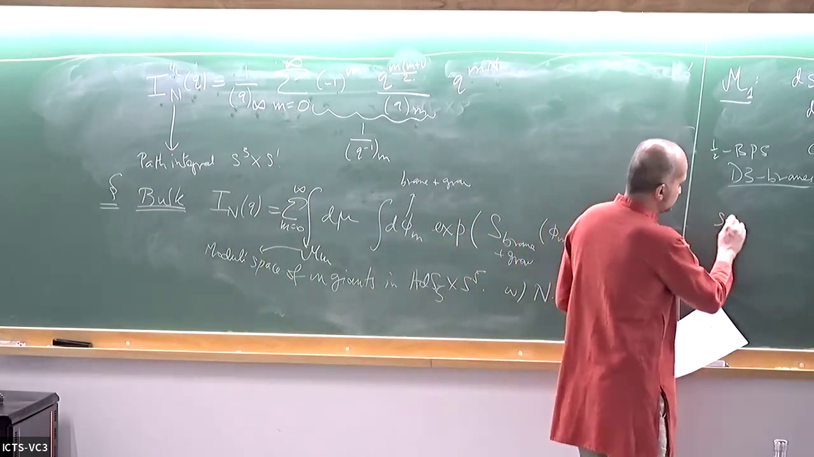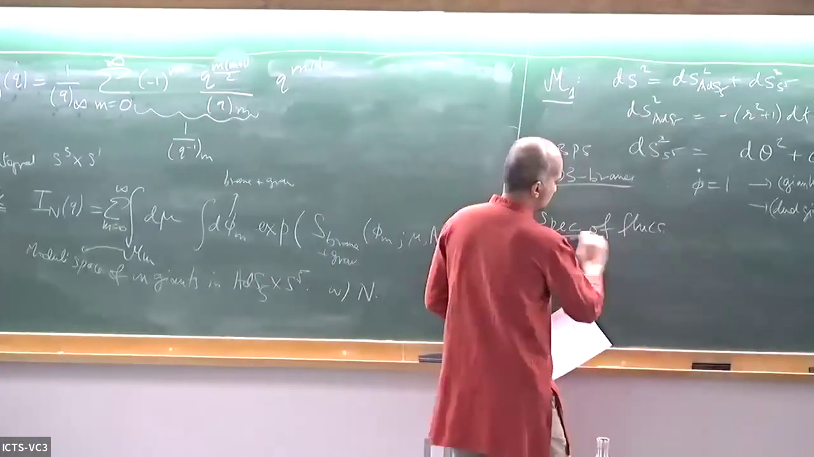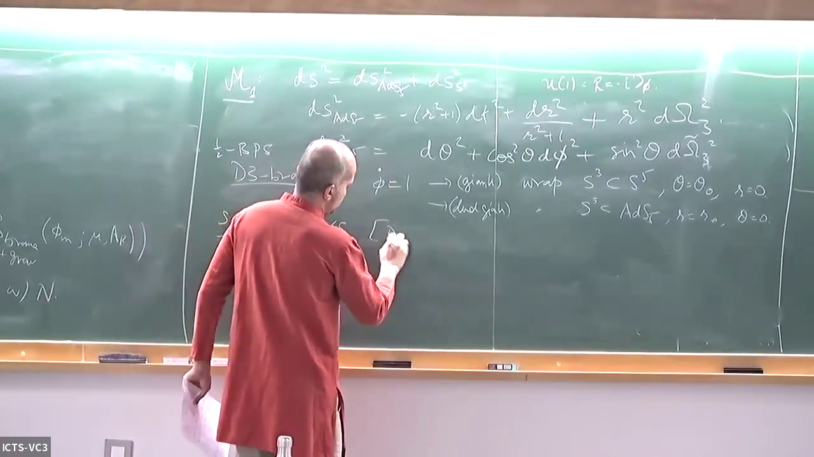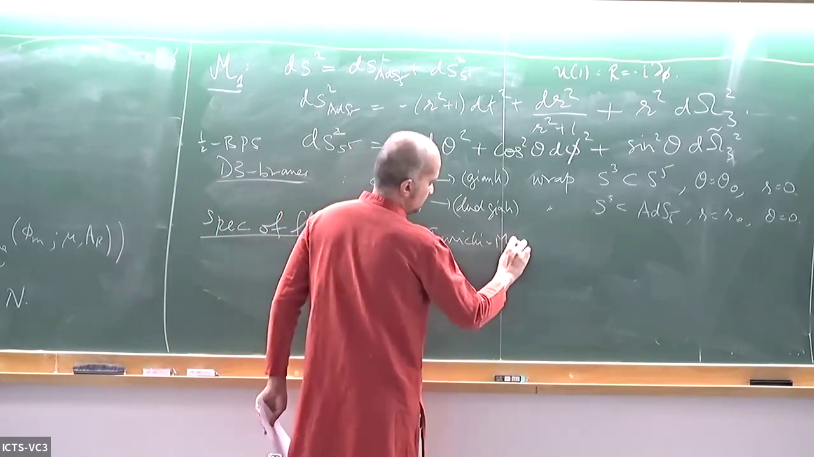Now you look at the spectrum of fluctuations. This was analyzed in a nice paper by Das, Jevicki, and Mathur.